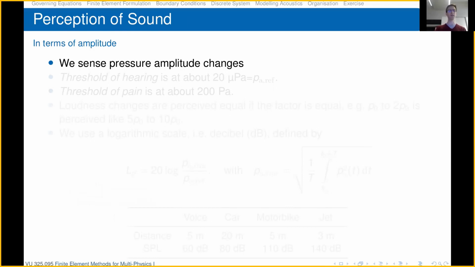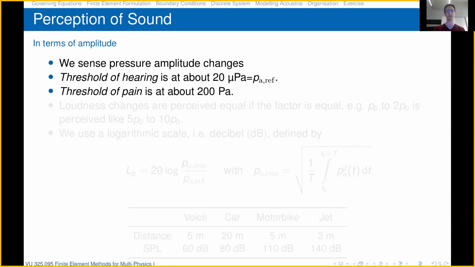When we hear something with our ears, we actually sense pressure amplitude changes. And the human ear is actually very sensitive. We can hear pressure amplitude changes of only about 20 micropascal. That's the threshold of hearing. And the order of magnitude we can hear is very large. The threshold of pain is at about 200 Pascal pressure changes. So there are several orders of magnitude in between.